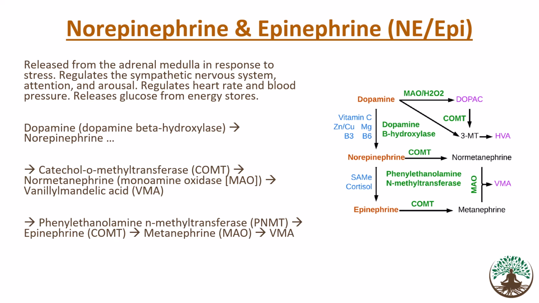Normetanephrine can then convert into vanillylmandelic acid, or VMA, under the influence of monoamine oxidase, or MAO. Alternatively, norepinephrine can convert into epinephrine under the influence of phenylethanolamine N-methyltransferase, or PNMT. Epinephrine is then converted into metanephrine by COMT. Finally, metanephrine is converted into VMA by MAO. As with dopamine, you'll see some of the various cofactors and precursors listed here. Note that because norepinephrine and epinephrine are derivatives of dopamine, appropriate dopamine support should be simultaneously considered.